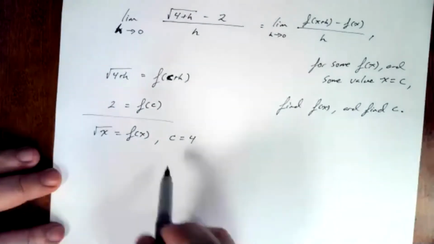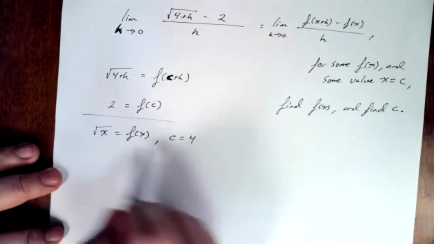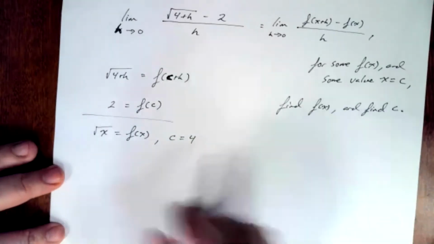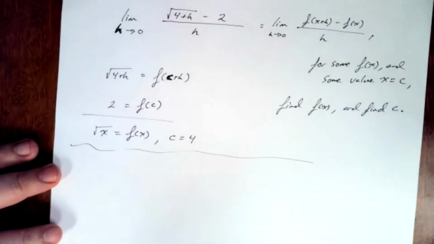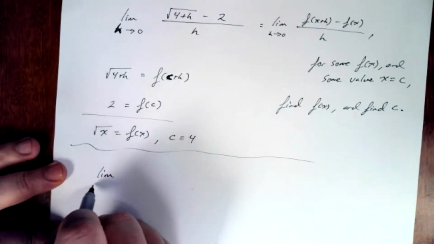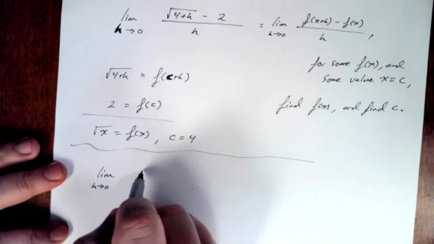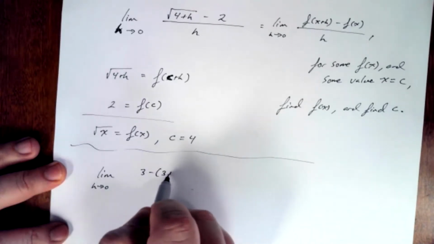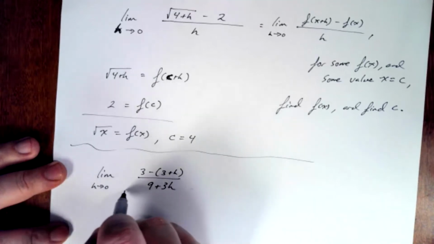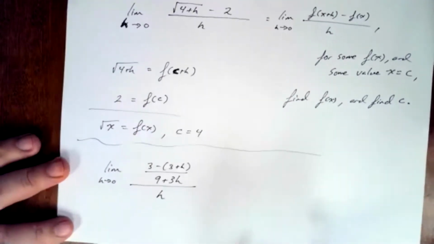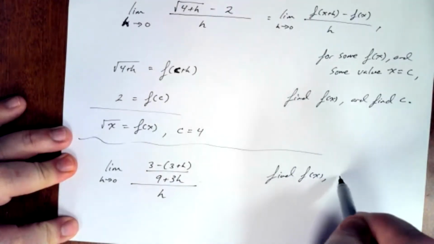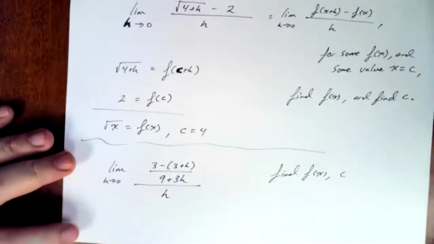And I can confirm that by plugging that in and seeing that, in fact, the square root of 4 is 2. Okay. So now let me ask you a similar question. Find f of x and find c.